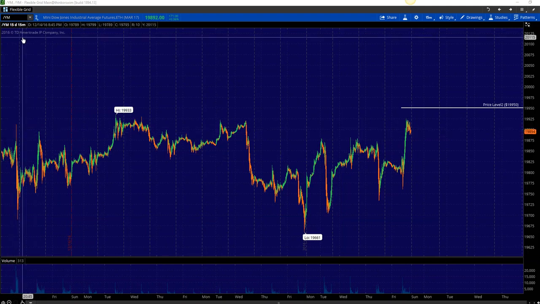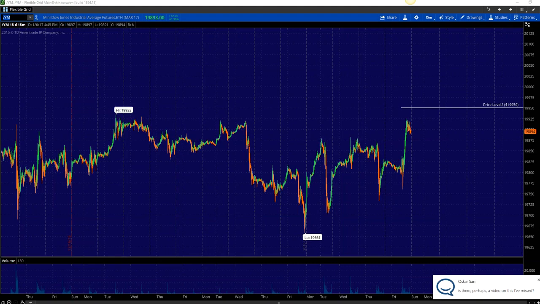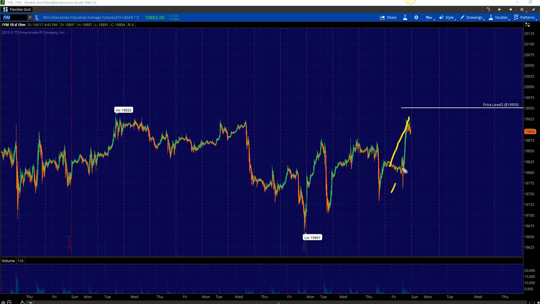What I want to show here is the /YM, the Dow Jones Industrial. This is a 15-day, 15-minute plot chart. You can see right here that price basically started right here today. This is Friday's trading day. Price started right there, and it was a runaway bull market.